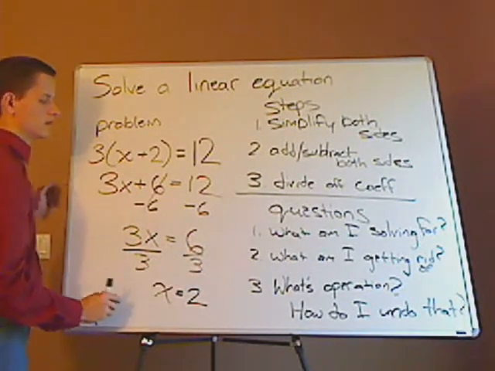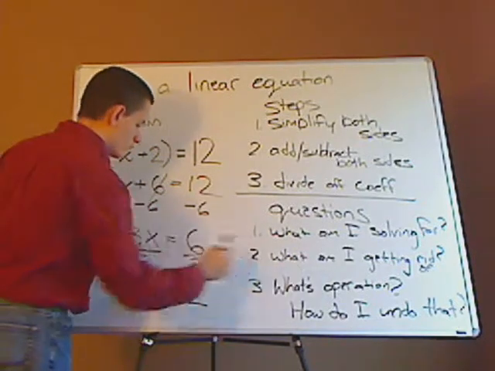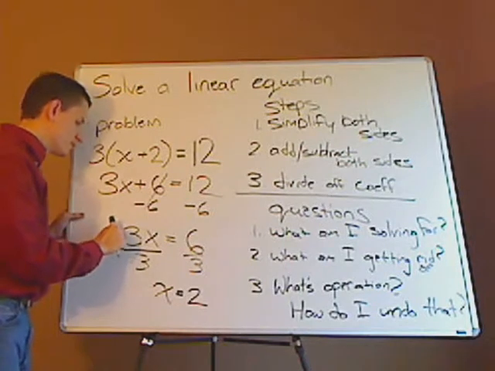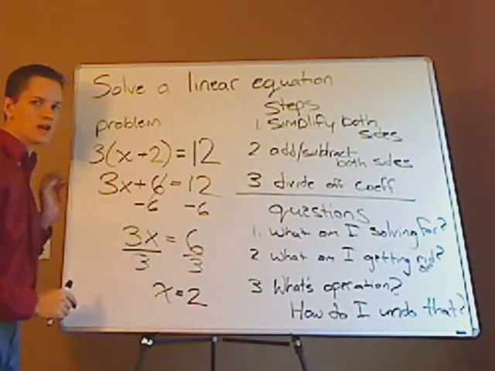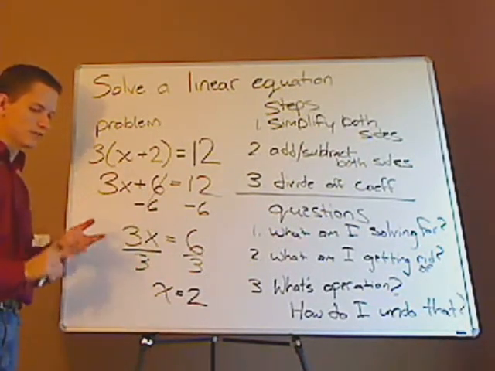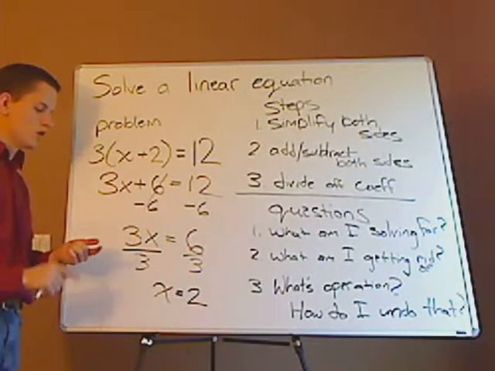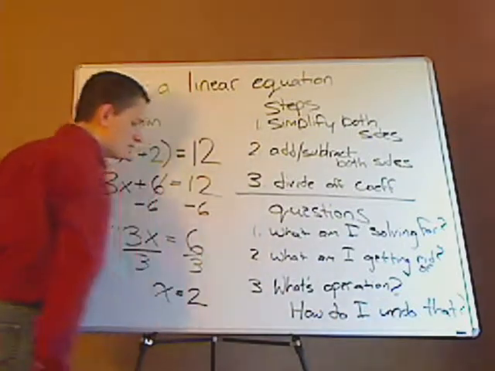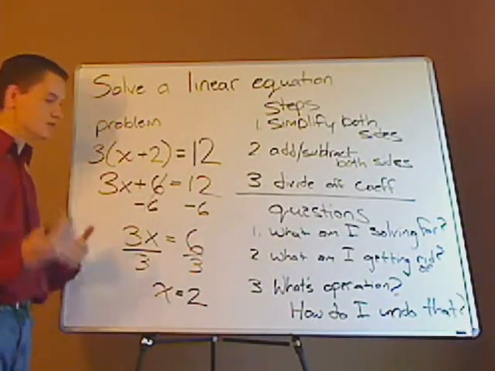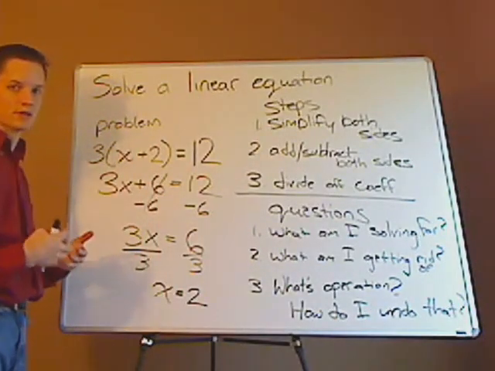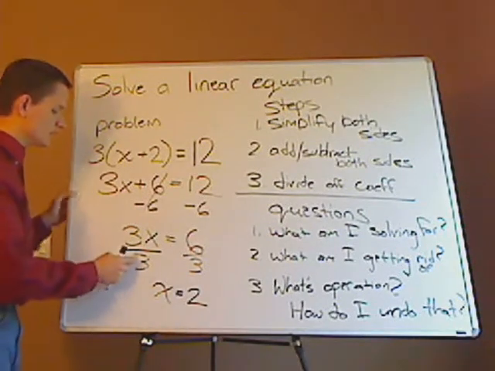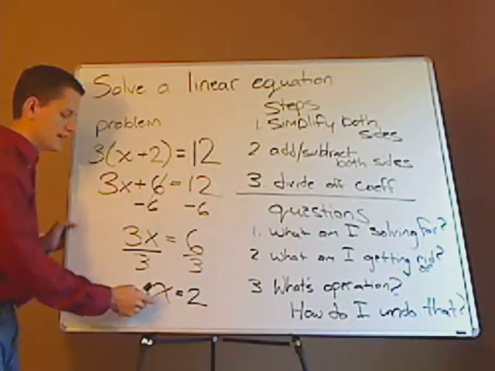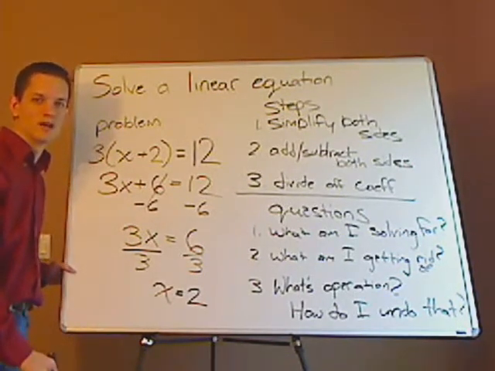You see that? What's the operation? Well, first, what are you trying to get rid of? You're trying to get rid of 3, right? What's between the 3 and the x? What operation? Addition, subtraction, multiplication, division. Right, multiplication. How do you undo multiplication? Right, you do the opposite. What's the opposite of multiplication? Division. So you divide both sides by 3. And that's how you get x all by itself.